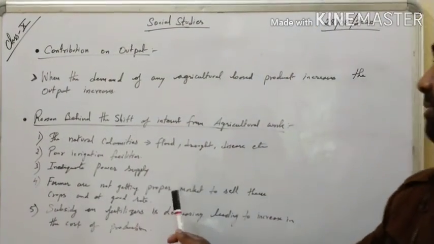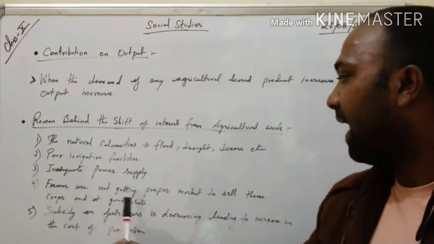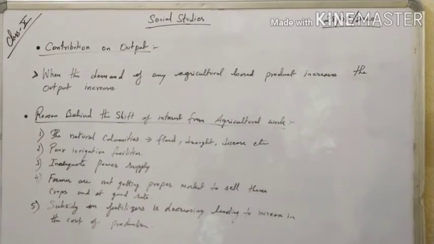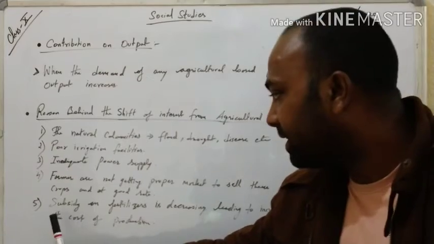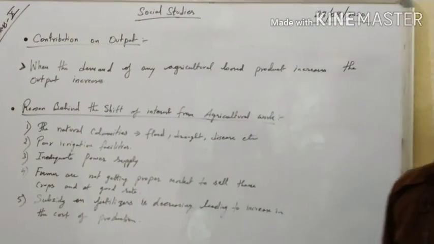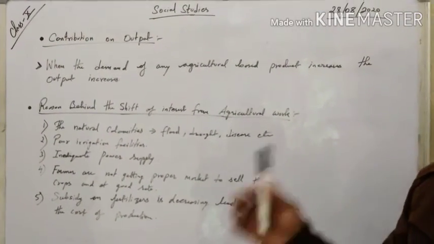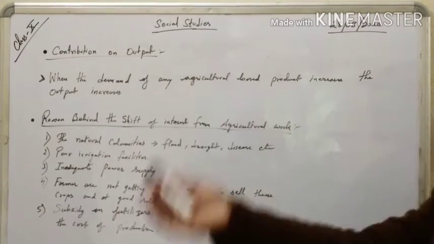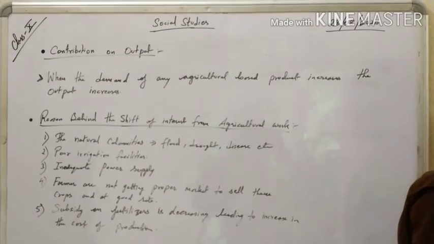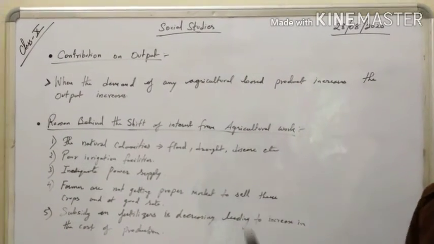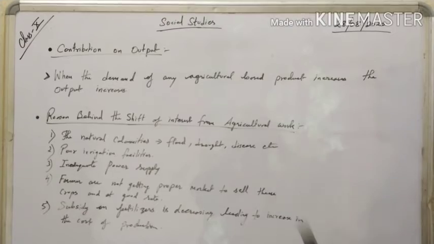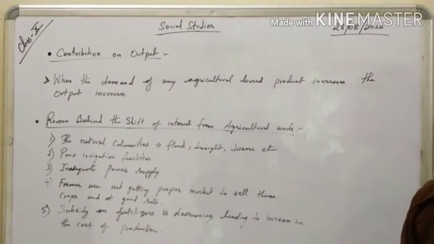Farmers are not getting a proper market to sell their crop at a good rate. They are not getting the proper rate for their crops, and that is why they are losing interest. This is the fourth reason, and the fifth reason is that subsidy on the fertilizer is decreasing, leading to an increase in the cost of production. Suppose the cost of production is more and the price of the crop to sell in the market is less, then they will obviously be in loss. They will not get profit, they will get loss in this business, and then they lose the interest of doing agricultural activity. So these are some reasons behind the shift of interest from agricultural activity to other activities.